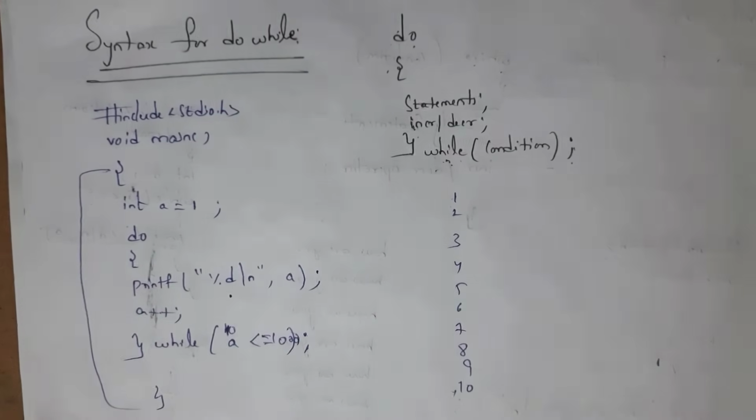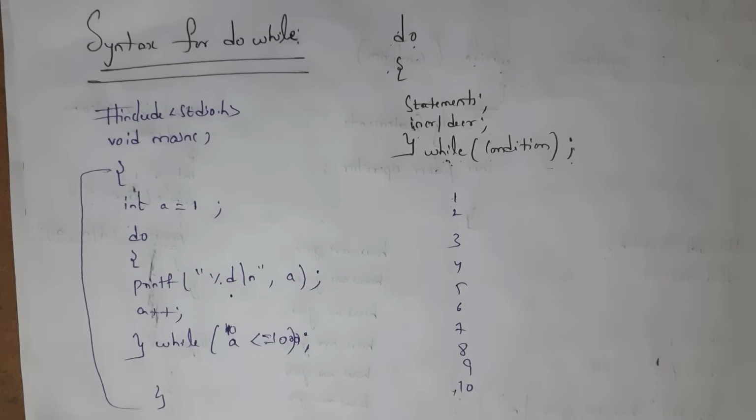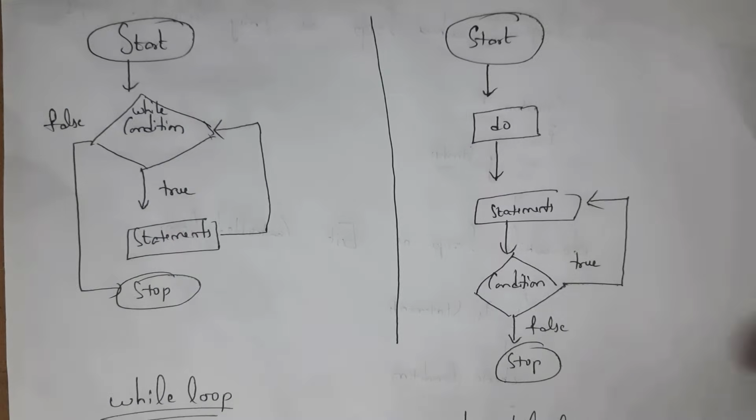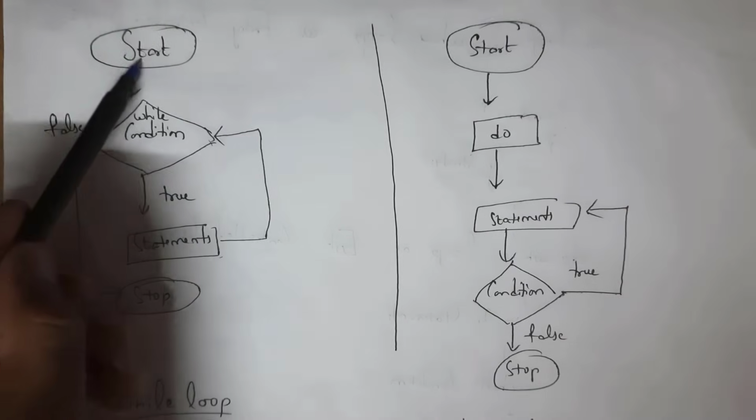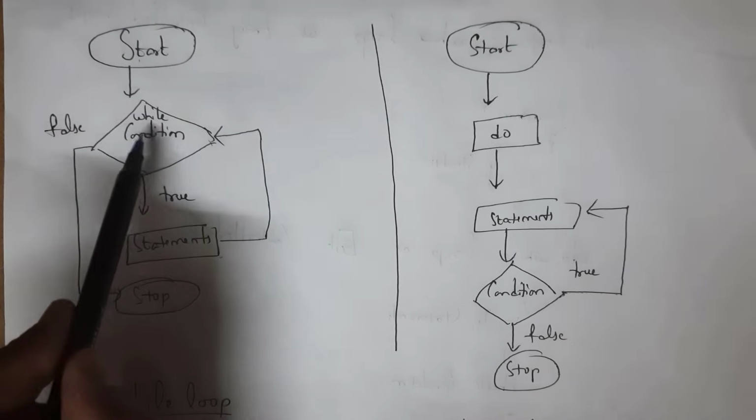Whenever you give 1000 here, you will get output from 1 to 1000. Guys, this is the flowchart for while loop and do while loop. This is the flowchart for while loop. At first you need to start. Here for while loop, you need to give the while condition.